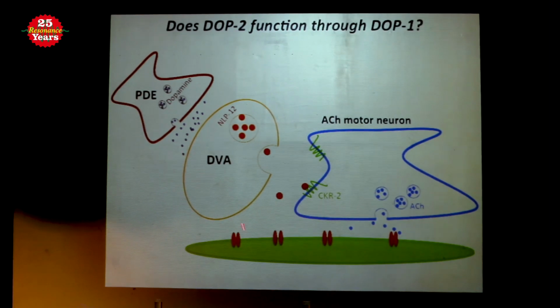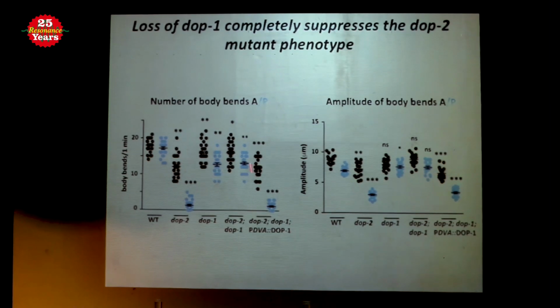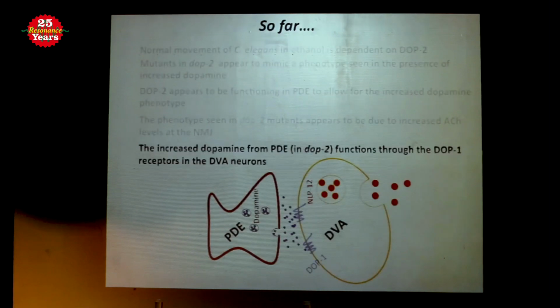So if you put back DOP1 here, the DOP1 will see the dopamine, everything will happen properly. We'll have too much acetylcholine. And that is exactly what happens. We put back DOP1 into that one neuron and it just goes back to looking exactly like DOP2. Right? So indicating that this is indeed the circuit through which this process is happening, where we have this neuron sending out too much dopamine in the absence of DOP2. It's seeing dopamine receptor, which is sitting on this neuron and allowing for too much neuropeptide to be released.